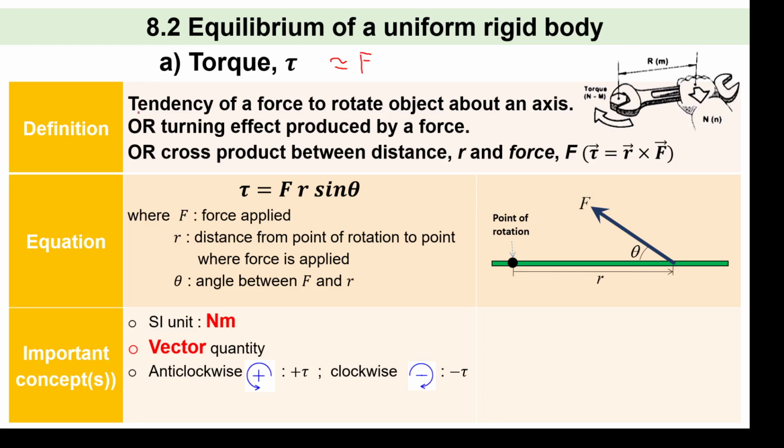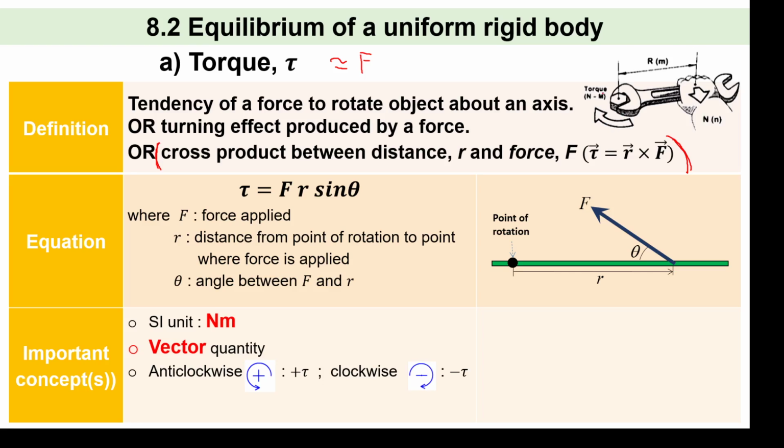What's the definition? It's the tendency of a force to rotate an object about an axis, or the turning effect produced by force. Or, this is my favorite definition, it's the cross product between the distance r and the force F. There are three definitions you can use, but actually the third one is the best definition: the cross product between distance r and force F.